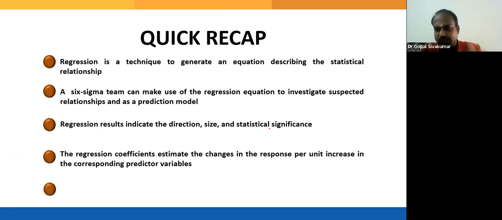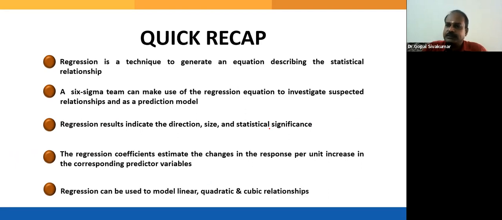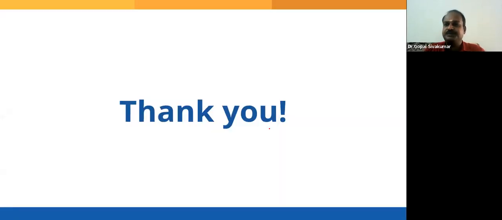The regression coefficient will help you estimate the change you will observe in your Y variable for a unit increase in the X variable. Regression can be used to model linear, quadratic, cubic, or any higher-order relationship, and that information is derived from the scatter diagram. Hope the learnings are understood properly. We'll also see how we can do the regression in Minitab quickly.